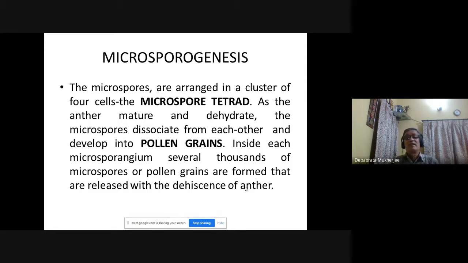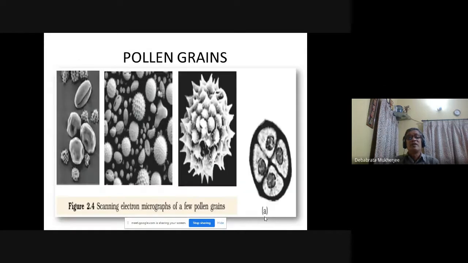As the anther matures and dehydrates, the microspores dissociate from each other and develop into the pollen grain. Inside each microsporangium, several thousands of microspores or pollen grains are formed that are released with the dehiscence of the anther. Here is a scanning electron micrograph of a few pollen grains. Beautiful geometrical structures, orientation. You see this one is the inner structure.